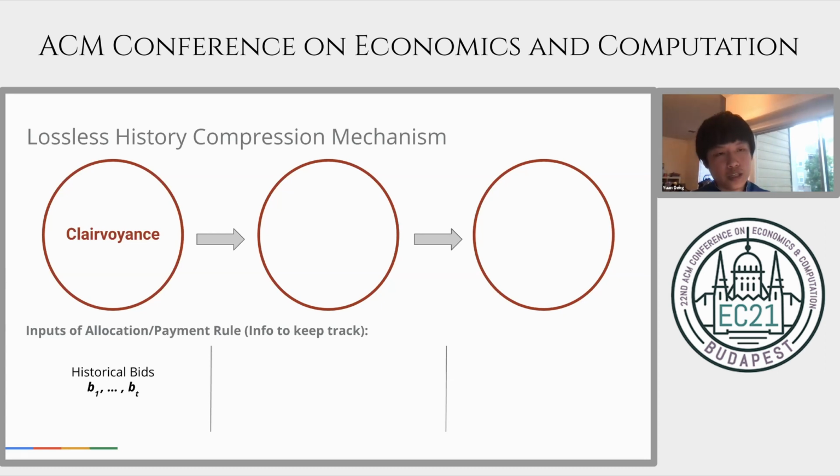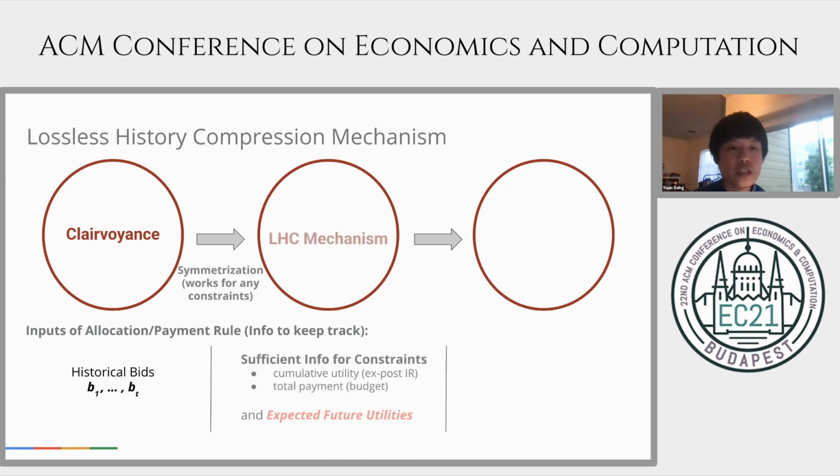So first of all, we start from any clairvoyant mechanism. And in its general form, its allocation rule and payment rule can depend on the historical bids of the buyer. In the first step, we will apply a procedure we call symmetrization, which works for any constraints. After symmetrization, we obtain our lossless history compression mechanism. In this mechanism, instead of checking the buyer's historical bids, we only need to check two types of information. One is the sufficient information for us to recover the buyer's constraints. And here, it turns out that for some constraints, the information can be represented by one number. As we mentioned before, for ex post IR, we only need cumulative utility. For budget, we only need total payment.